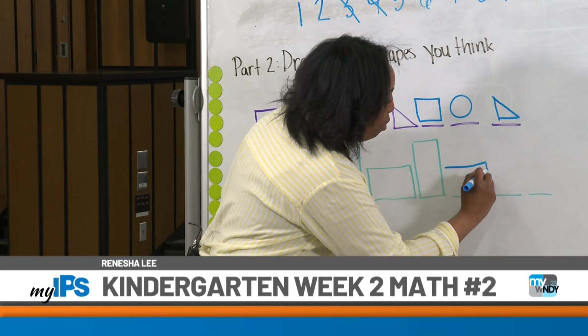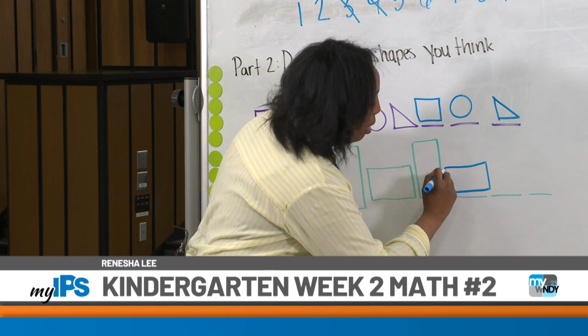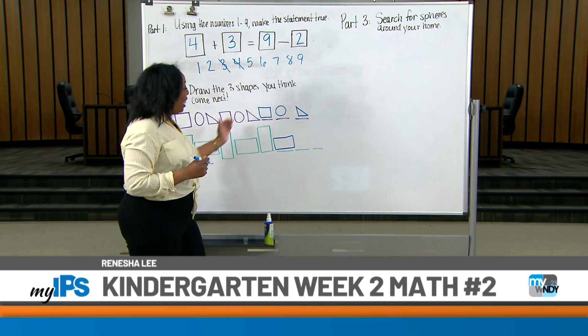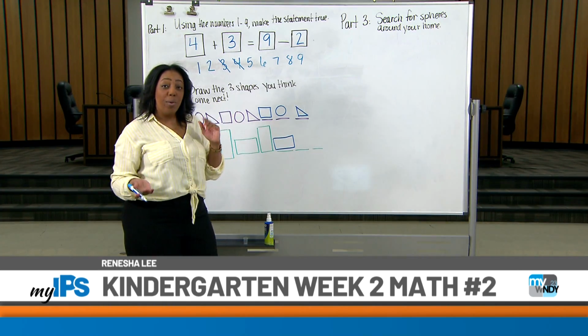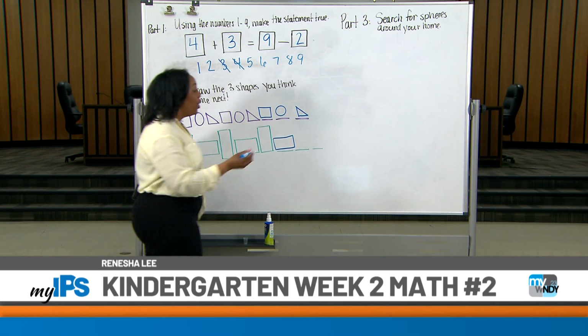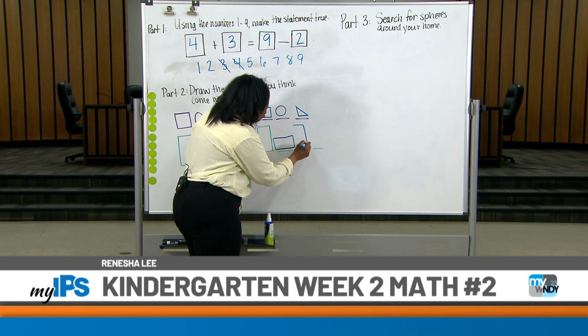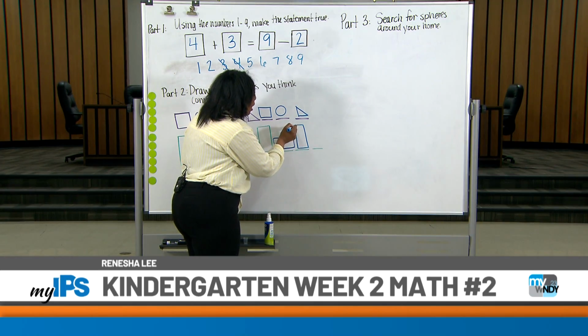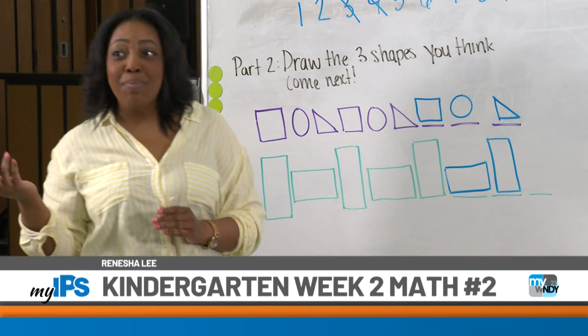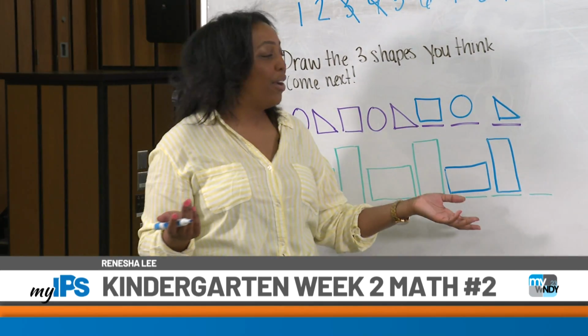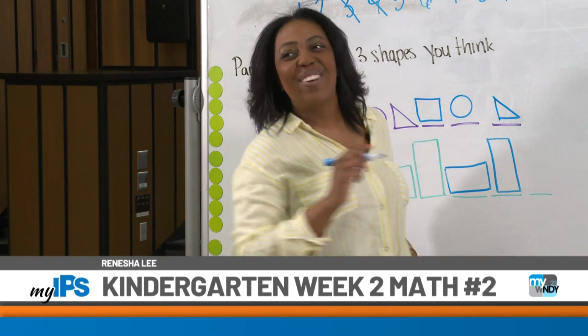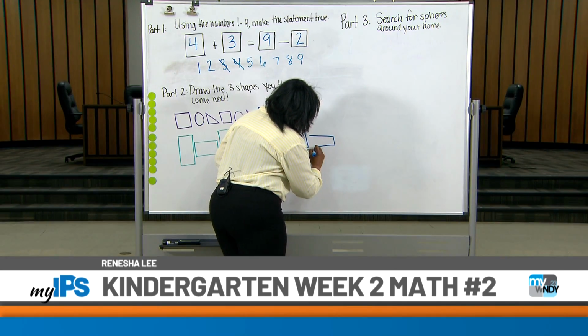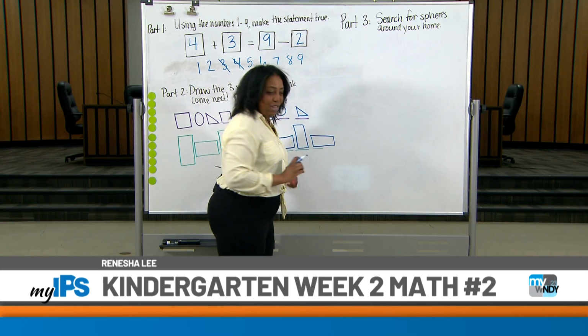So we're going to draw our rectangle. I'm running out of space. Sorry, guys. And then we're going to go to the next one. So the next one's going to be a tall one. You got it. So we've got our tall triangle. And our last shape to complete the pattern is going to be a sideways one. You got it, a sideways rectangle. You guys are doing so well.